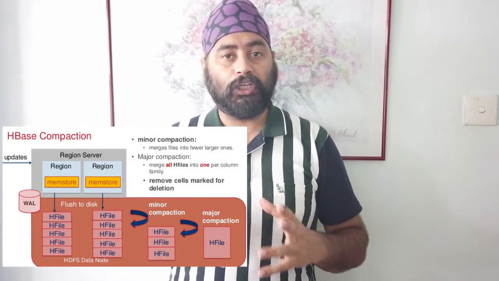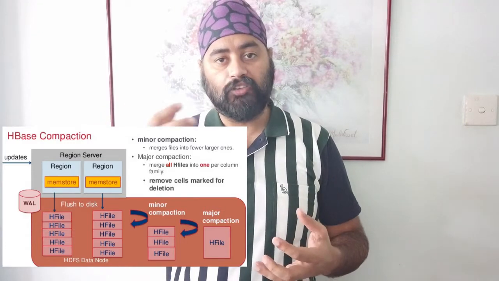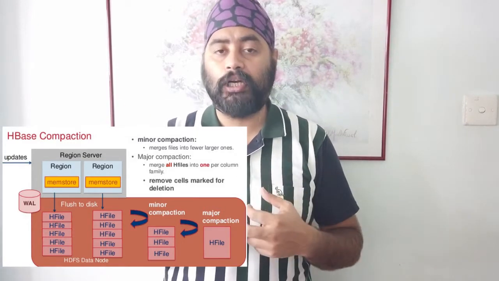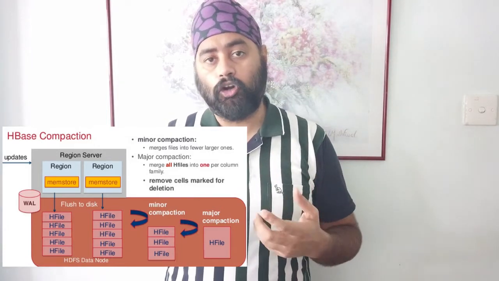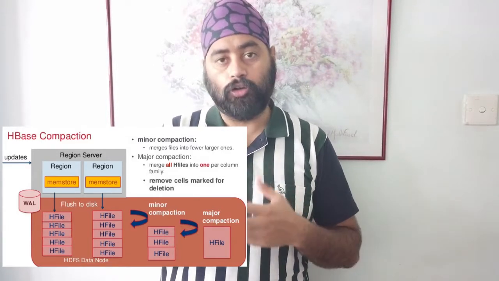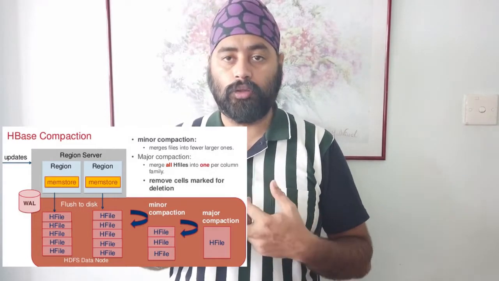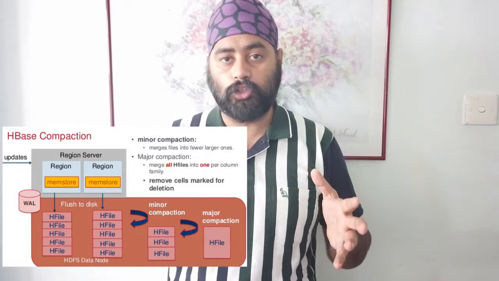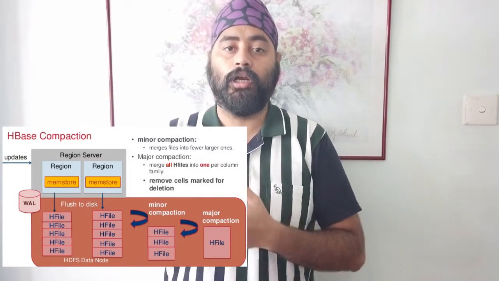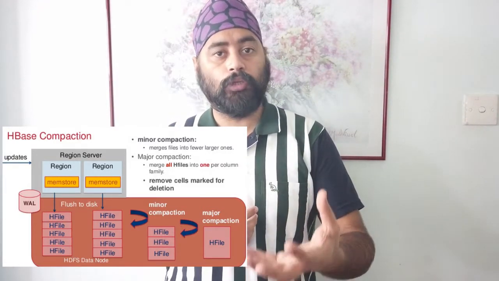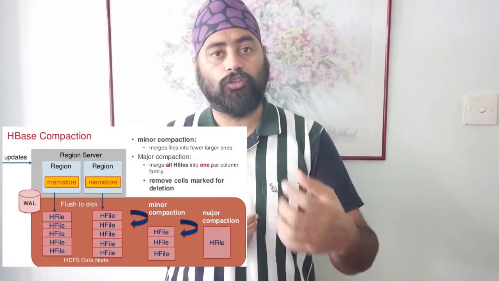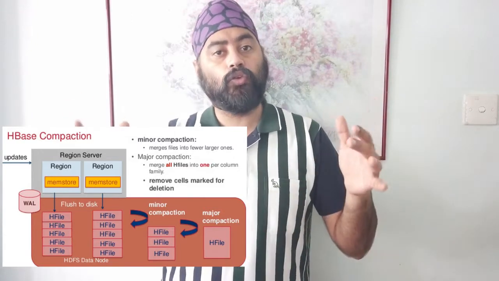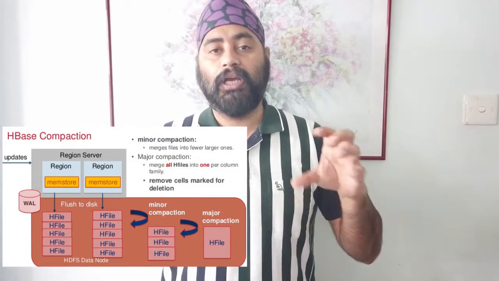Minor compaction happens once data starts coming into HFiles, or whenever a region gets split, which triggers a minor compaction. HBase automatically keeps doing minor compaction based on different properties as well. For example, if your number of HFiles crosses a particular threshold, the minor compaction will trigger. What minor compaction does is combine those small files into bigger HFiles.